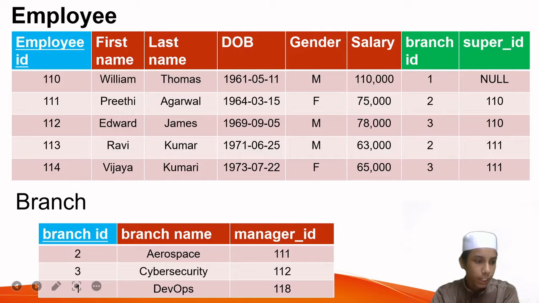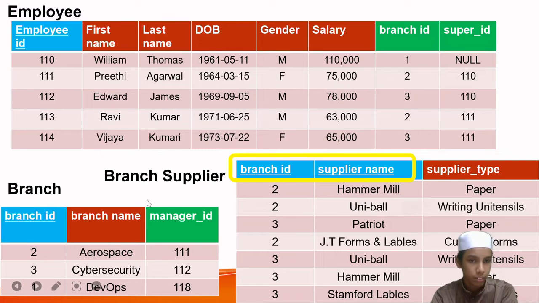Now here I have another table, which is the branch supplier table. In the last video we had the employee table and branch table, but in this slide I have one more table, which is branch supplier. A branch supplier table would define who the suppliers are for specific branches.